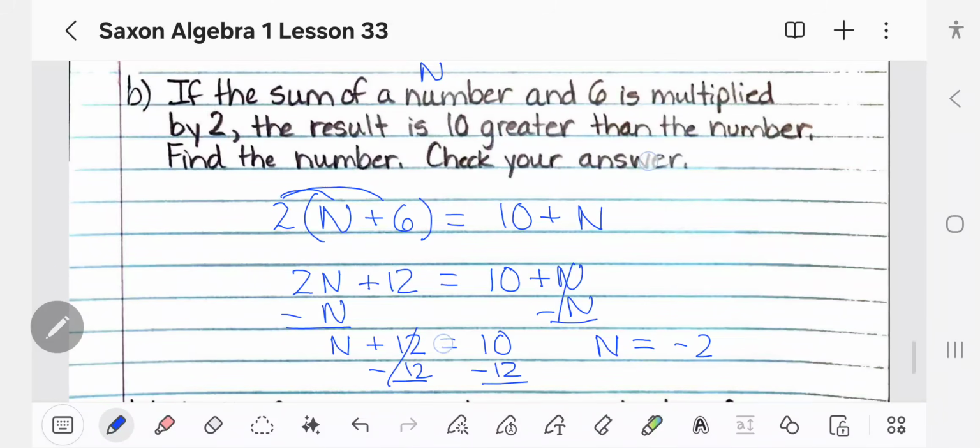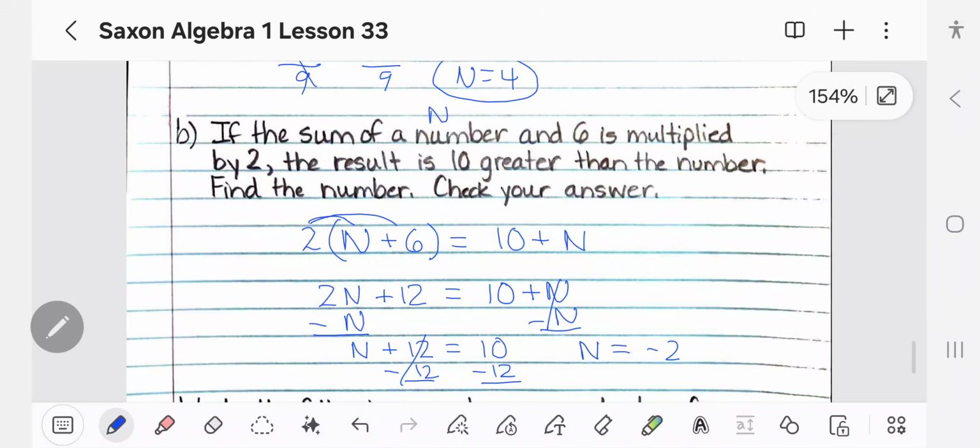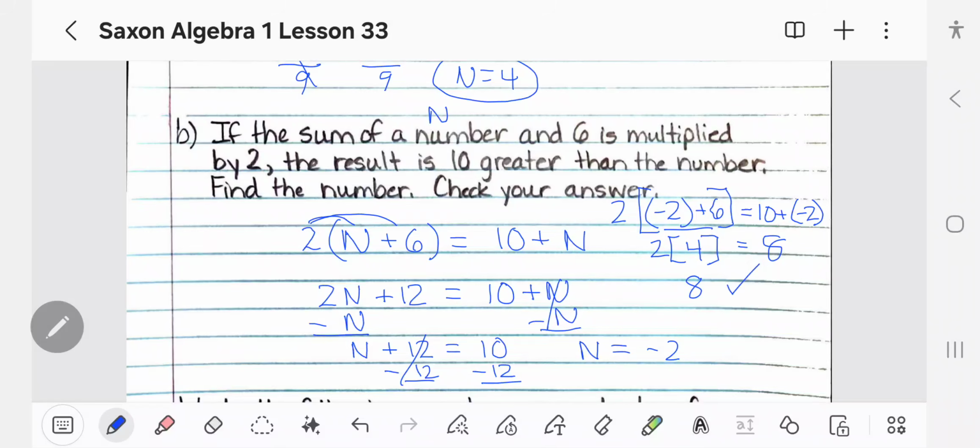Now let's check that. If the sum of a number and 6, all right, here's our number, and its sum with 6, is multiplied by 2, the result is 10 greater than the number. So let's add this together. That's going to be 4. We're going to double it, and that's going to be 8. And 10 plus a negative 2 is a positive 8. So it works.